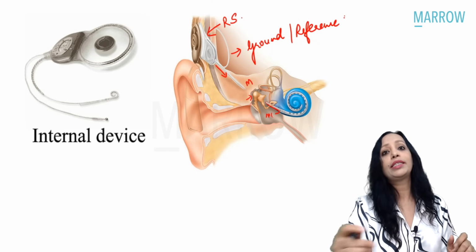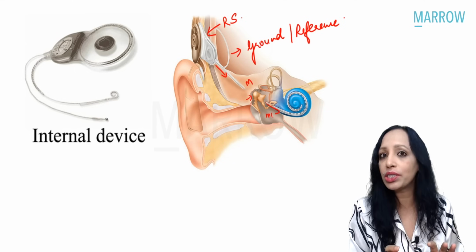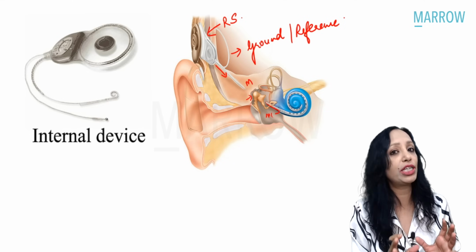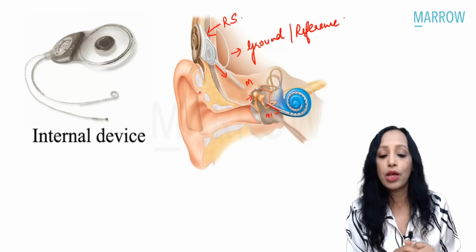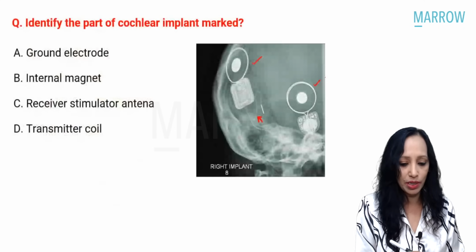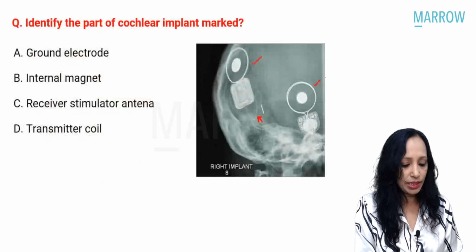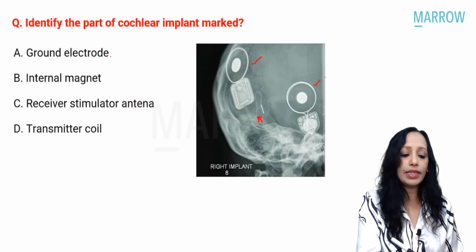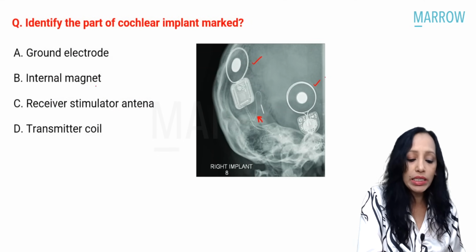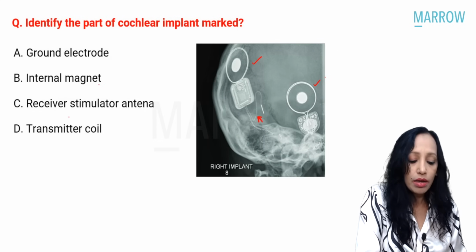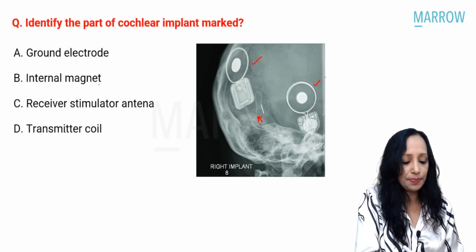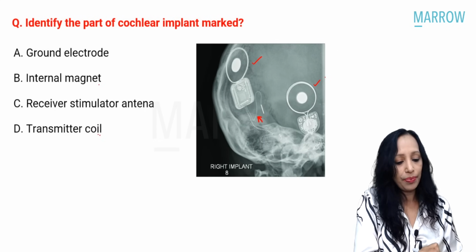And it is mainly for power regulation and to regulate the intensity of stimulation. So now let us see what the choices were. The choices here are ground electrode, internal magnet, receiver stimulator antenna, and transmitter coil.